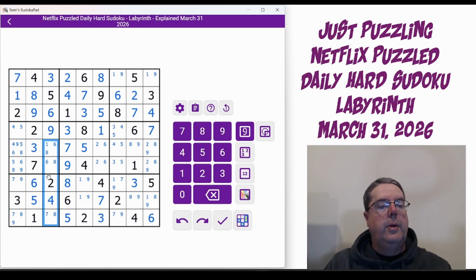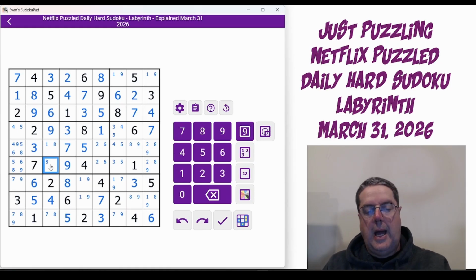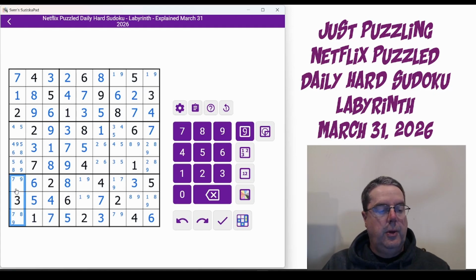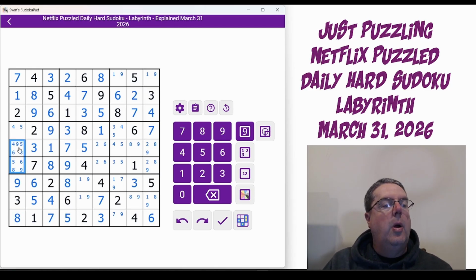7, 8, 9, 6, 8, 7, 8. So 6 also can't be here. So that leaves, this is an 8, this is a 1, and this is a 7 here. 7 can't be in these two. So that leaves, this is a 9, and this is an 8. So 8 and 9 can't be here.